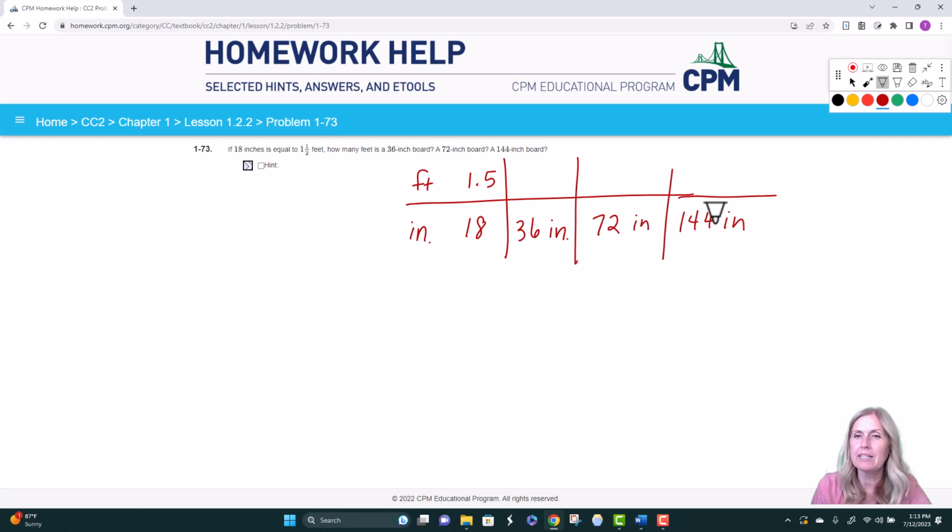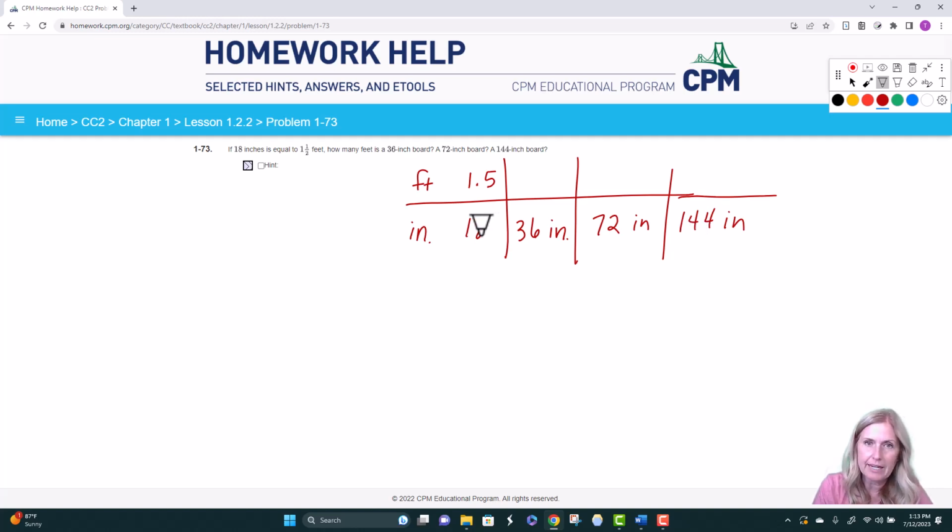It was pretty easy to tell that if I double 18, I get 36. Okay, do you see this pattern? Now if you double 36, you get 72. And yep, if you double 72, you get 144. Now watch how easy a ratio table makes this.